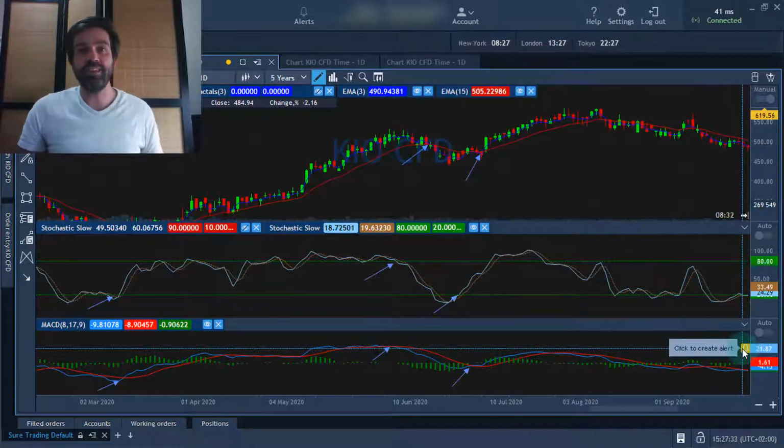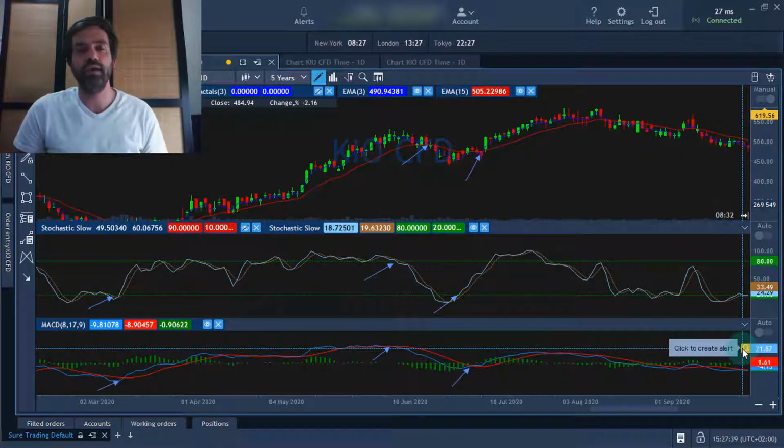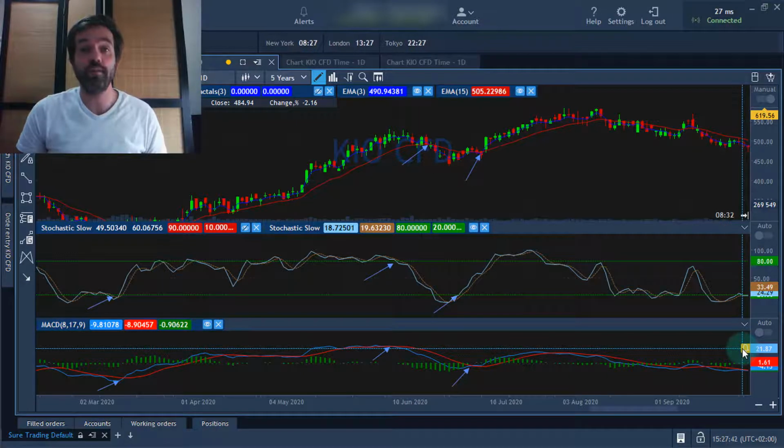So there you have it. That's how you can use the MACD, stochastic, and exponential moving averages to find reversals in your trading. I hope you found this helpful.